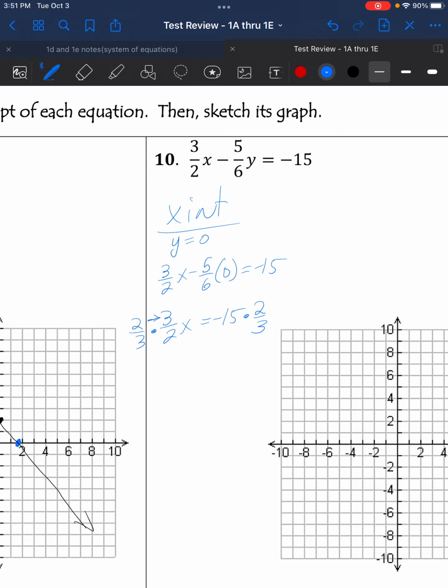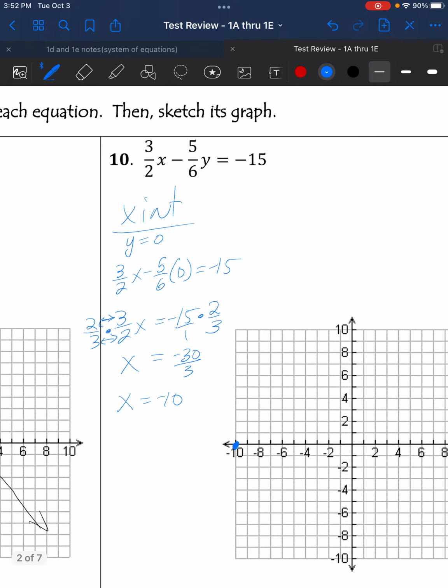2 times 3 is 6. 3 times 2 is 6. 6 divided by 6 is 1. 1 times x is x. Negative 15 times 2 is negative 30. 1 times 3 in the denominator is 3. Negative 30 divided by 3 is negative 10. So the x value is negative 10. That's good.